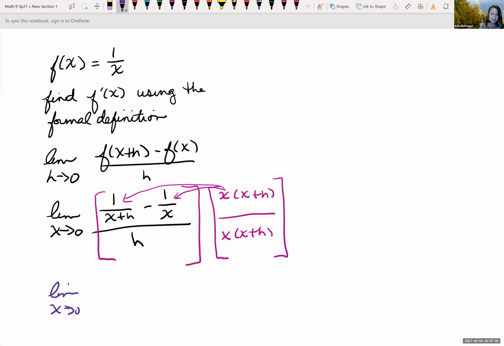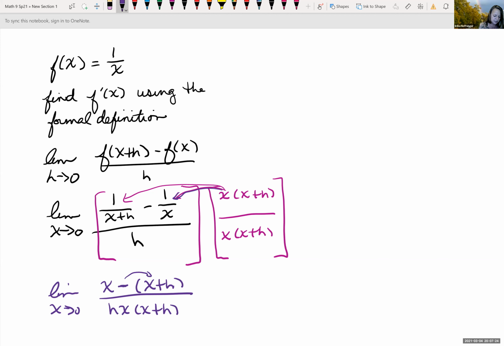Well, 1 over x plus h times x, all times x plus h, those x plus h cancel, leaving you with x. Minus, when we distribute this to 1 over x, the x's cancel, and we're left with x plus h. We have to be careful here because there's a minus. I need to keep those parentheses, x plus h, all over, let's just leave it as h times x plus h.